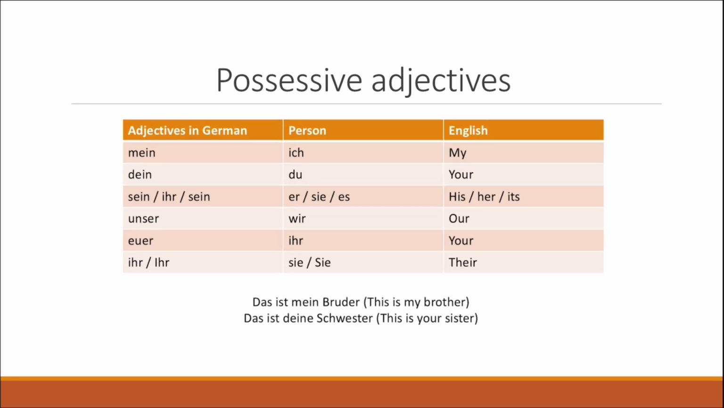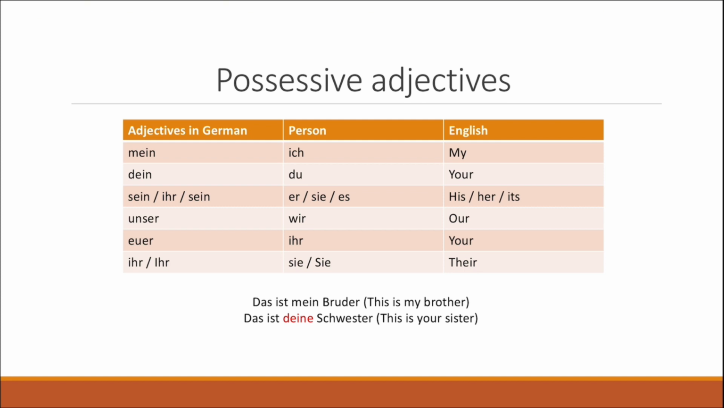Here you can see an example where we're using these possessive adjectives. Das ist mein Bruder, which means this is my brother. And you can see how we used mein in order to define the word Bruder. So in this case, we can see that it's an adjective because it precedes the noun. And down below, you can see the second example. Das ist deine Schwester, which means this is your sister.